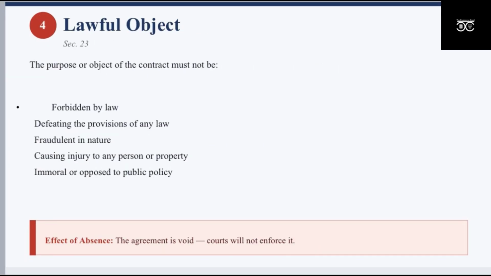The next element is lawful object. That is, the purpose of the contract must not be forbidden by law, fraudulent, immoral, or against public policy, or it shall not involve any sort of injury to another person or property. Thus, a lawful object means the motive or purpose for which the contract is formed is legal and acceptable by law. If it is found to be unlawful, then the entire contract is void from the beginning and is not enforceable in any court of law.